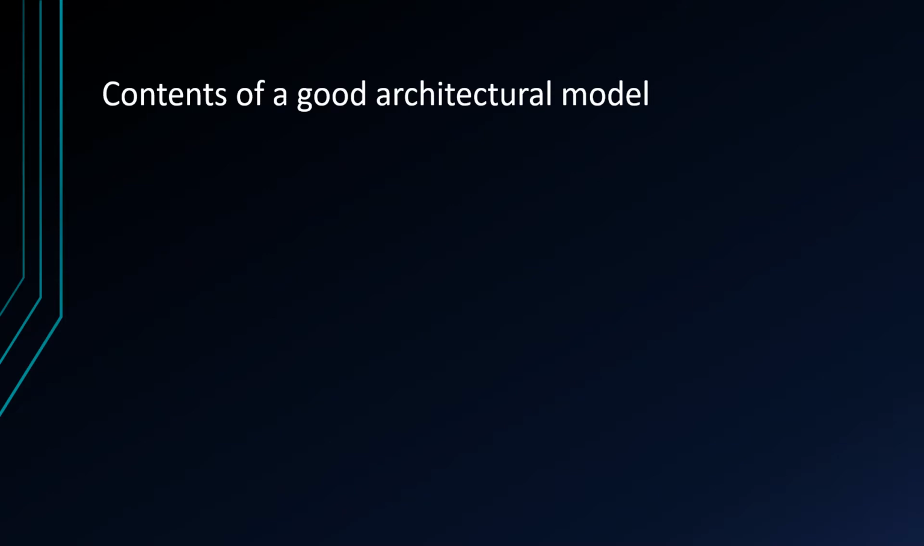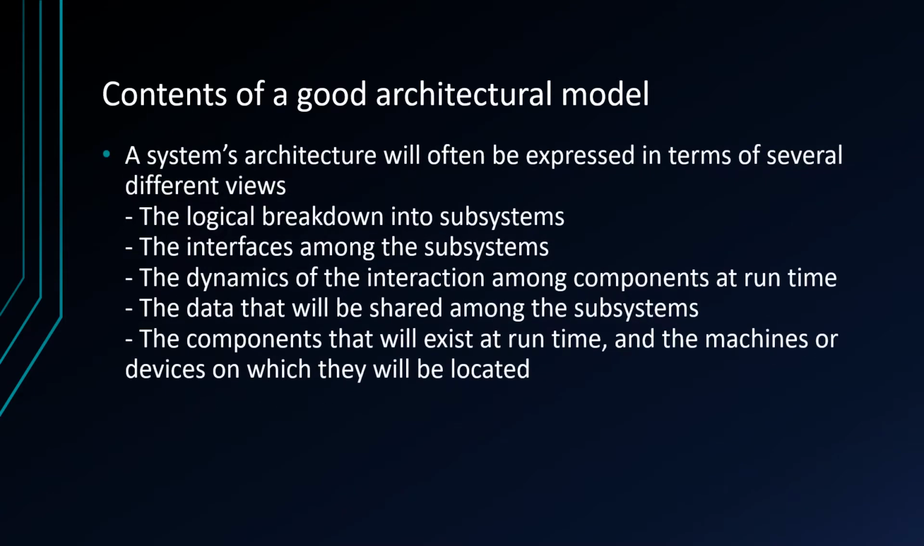So, contents of a good architectural model. A system architecture will often be expressed in terms of several different views. First is the logical breakdown into subsystems, the interfaces among the subsystems, the dynamics of the interaction among components at runtime, the data that will be shared among the subsystems, and the components that will exist at runtime or the devices on which they will be located.